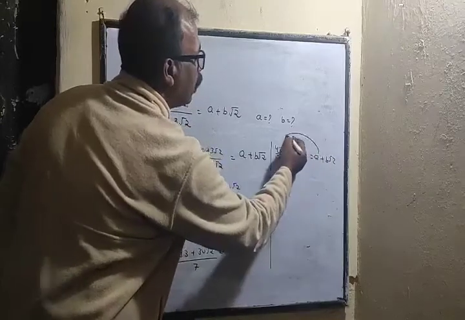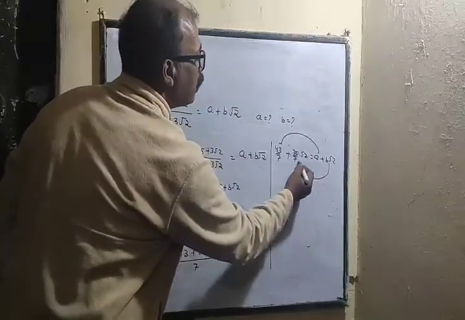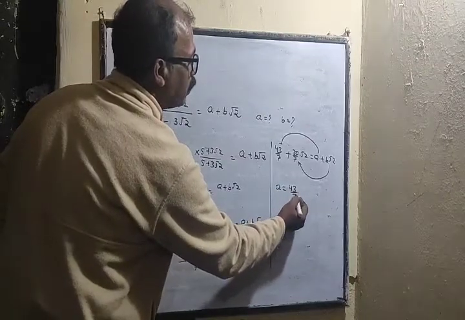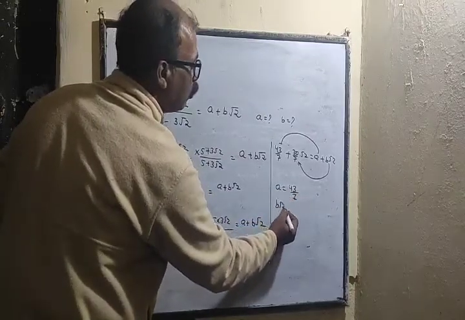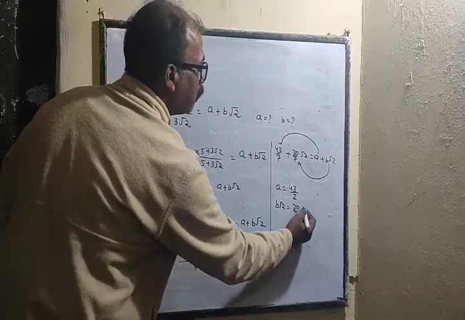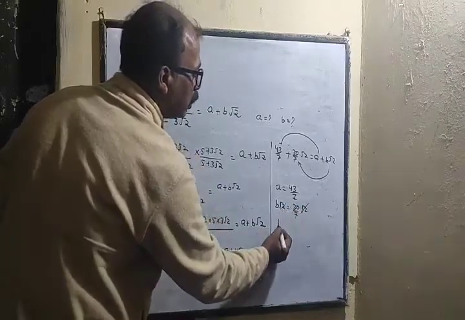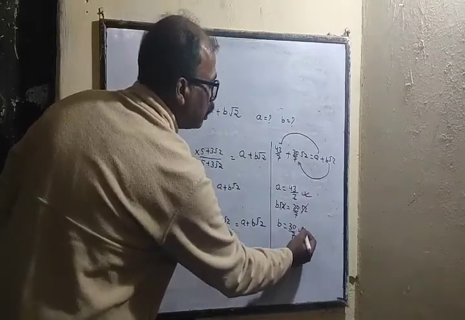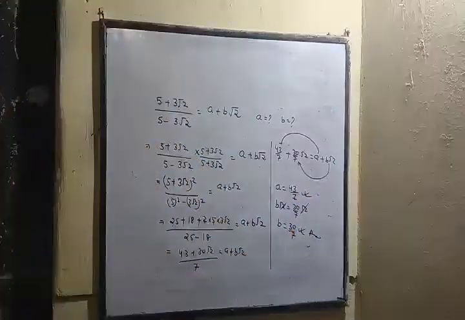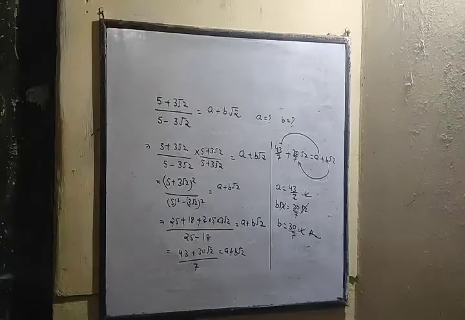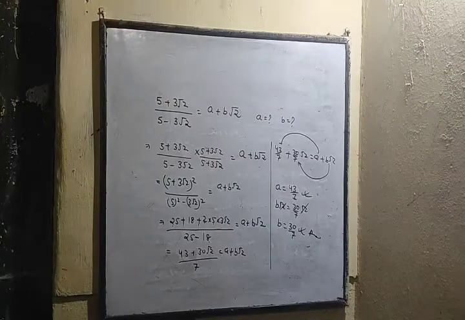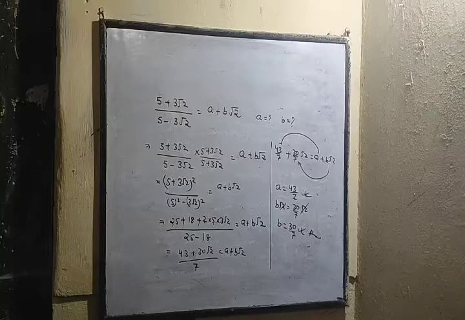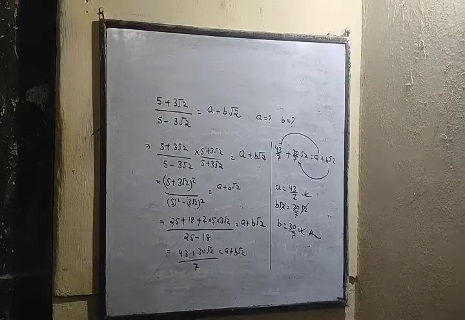Now compare. This will represent this one and this one will represent this one. So a is equal to 43 by 7 and b root 2 will be equal to 30 by 7 root 2. Root 2 cancels. So b will come out as 30 by 7. So this one is the value of a and this one is the value of b. In this way you are solving the sum by rationalizing the denominator and giving the left hand side in the form of the right hand side and then getting the values of a and b.